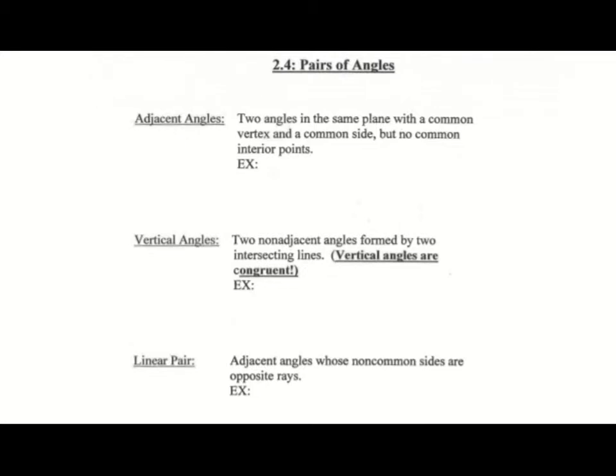In our last section of Unit 2, we're going to talk about all the different types of pairs of angles that we are going to be using in geometry. So the first one we already talked about, that is adjacent angles. You should already know that two adjacent angles are angles in the same plane with a common vertex and a common side, but no common interior points. If we drew an example, it'll look something like this.